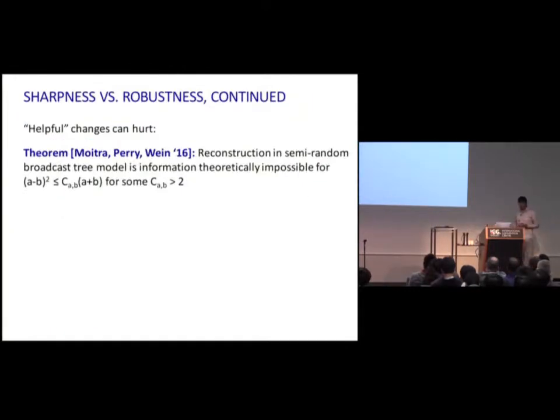So what we showed, sort of a precursor to this idea that helpful changes can hurt in the stochastic block model, is the fact that in the semi-random model for the broadcast tree model, the same type of tension between sharpness and robustness happens. Even though the Kesten-Stigum bound is this well-storied and famous sharp threshold that prescribes that majority is optimal, once you allow these changes about cutting alternating edges, all of a sudden you can move the information-theoretic threshold.